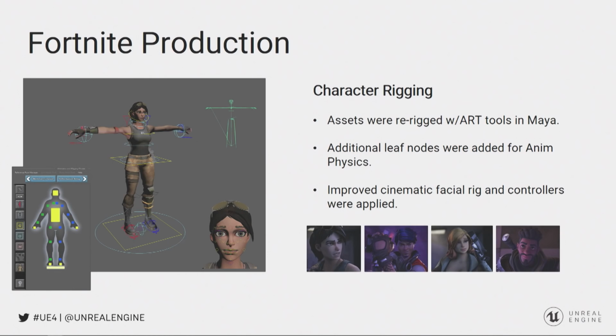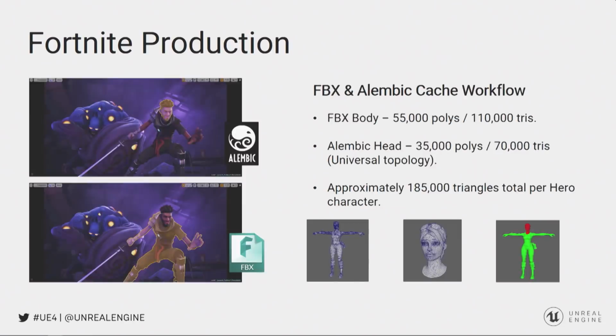But using the ART tools, we added basically some extra leaf nodes on the body and for the FBX body for secondary animation purposes and to be affected by anim physics. And we also had to do an improved facial rig. As I mentioned, the bodies, of course, were separated. The bodies were FBX. They were about 110,000 triangles. The head, of course, was ultimately going to be an Alembic cache that would be brought in and spawned into individual shots inside of the engine. So we had to break these two apart. The heads were about 70,000 triangles, so each individual character was about 185,000 triangles per hero character.